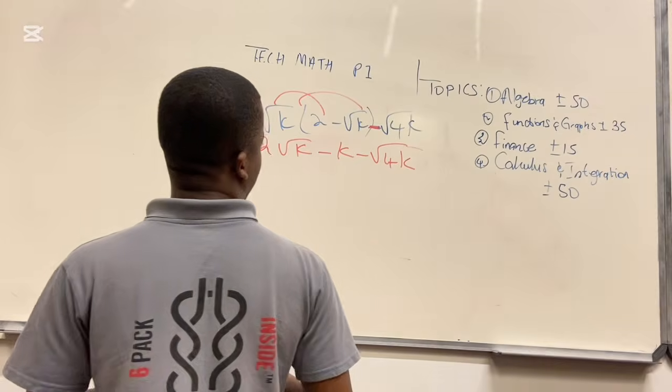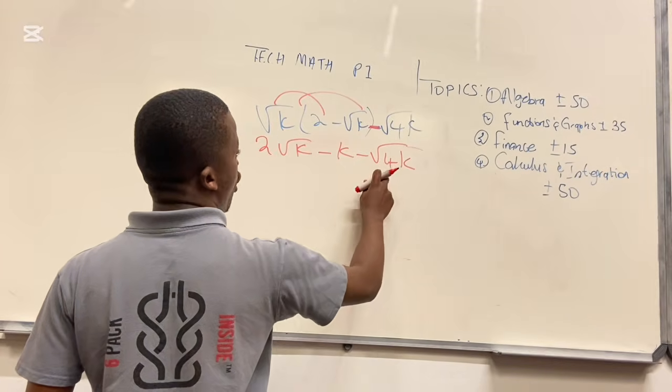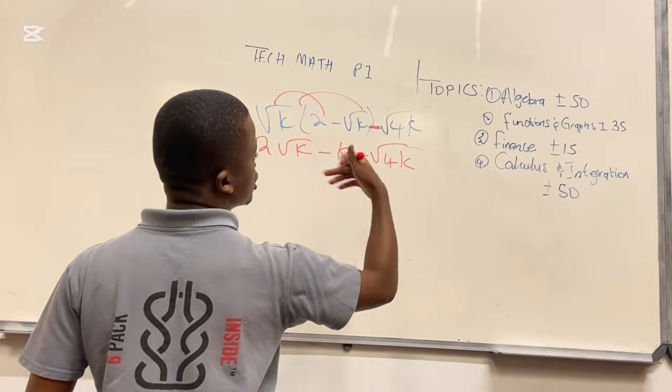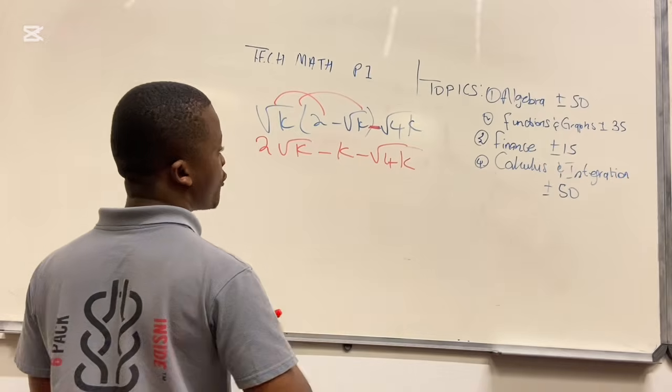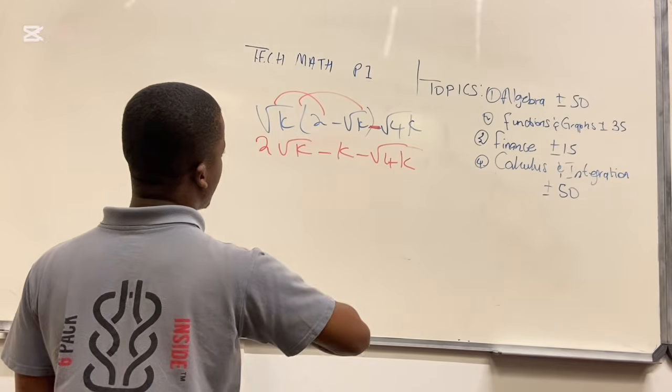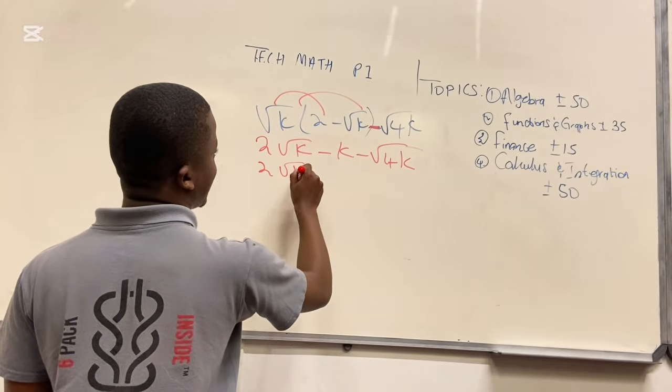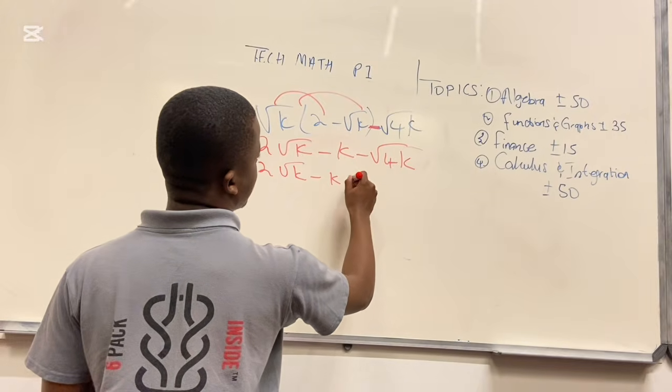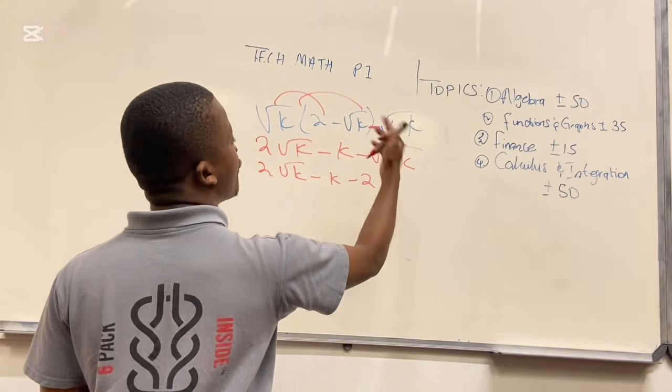But what do we get here? This is the square root of 4k. The square root of 4 is what? It is 2. Square root of 4, if you punch it on a calculator, is 2. We have 2 square root k minus k, minus 2. Square root of 4 is 2.